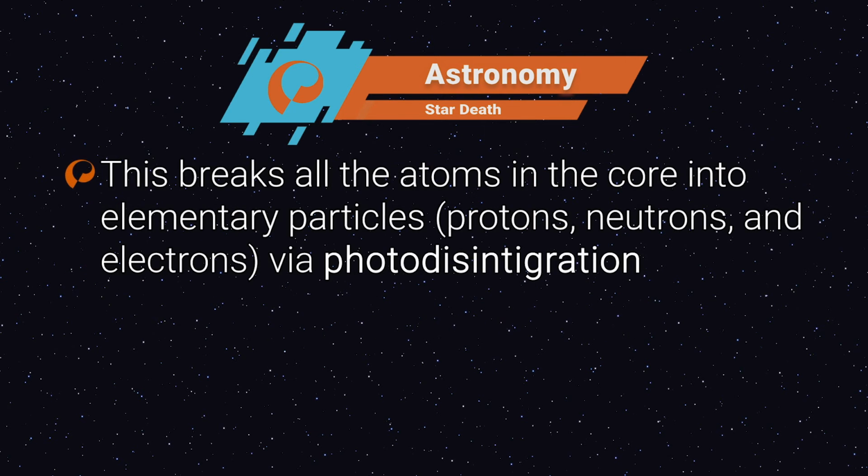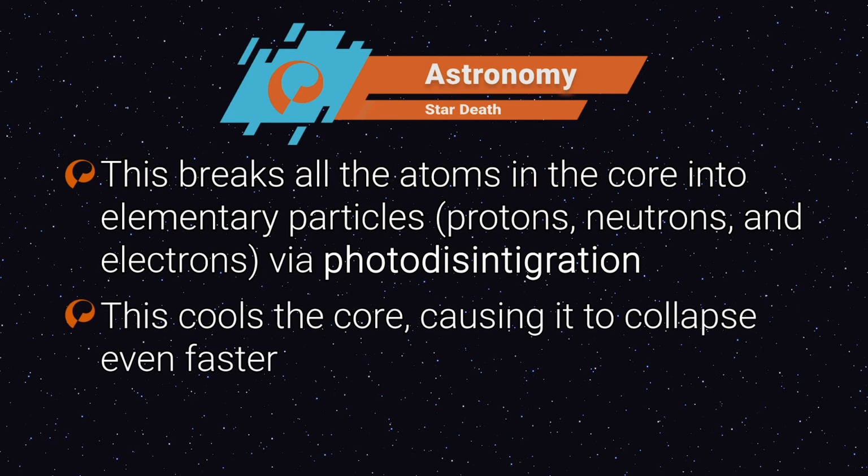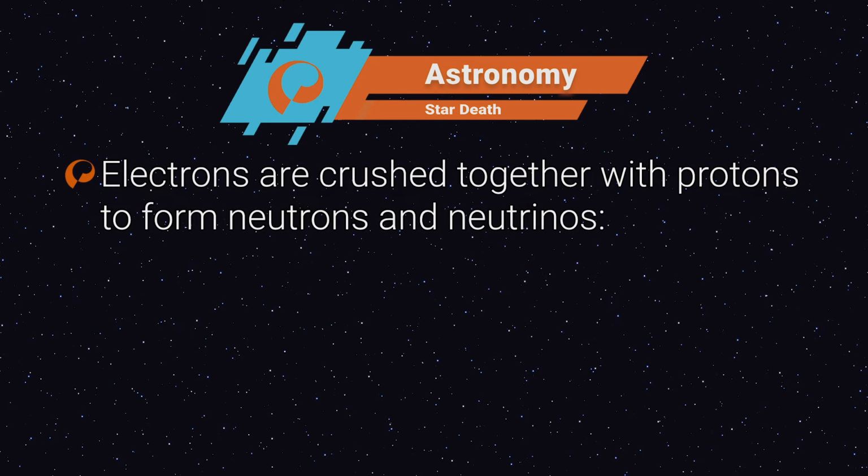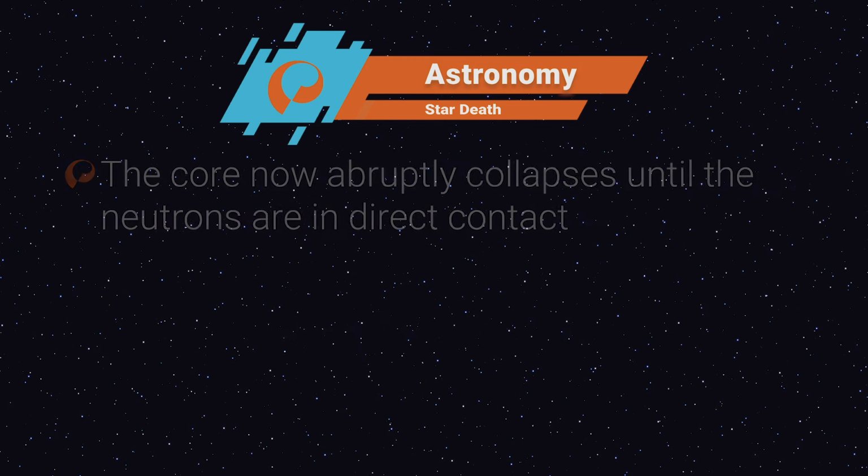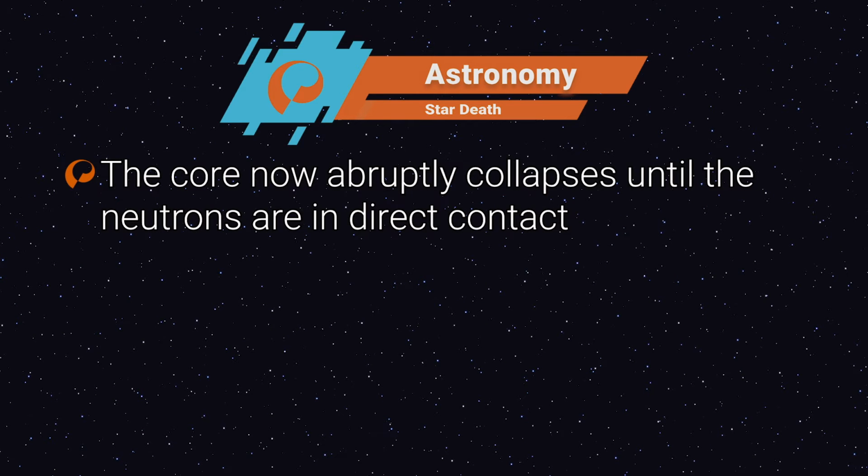This breaks all the atoms in the core into elementary particles, protons, neutrons, and electrons, via photodisintegration. This cools the core, causing it to collapse even faster. Electrons are crushed together with protons to form neutrons and neutrinos. p plus e translates to n plus ν. The core now abruptly collapses until the neutrons are in direct contact.